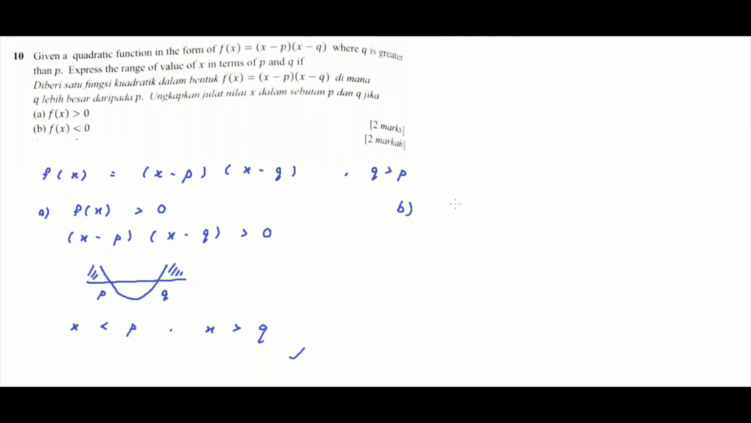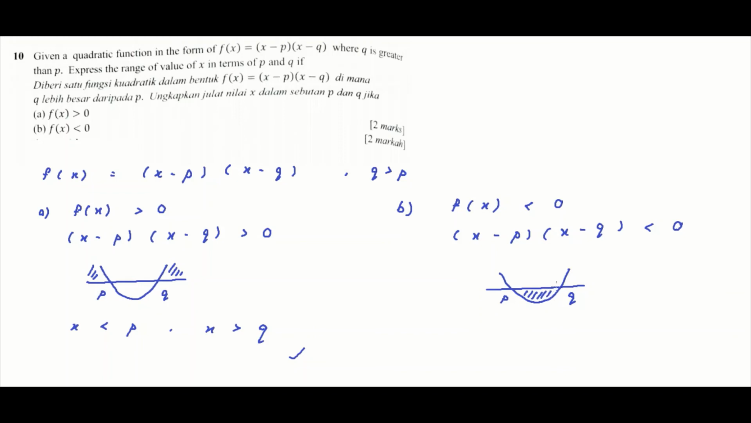Then for b, it's going to be f(x) smaller than 0. So we are going to do exactly the same thing. We write this quadratic inequality, then draw the same graph. Same thing, p is smaller than q, so p comes first before q. The only different thing is that it's smaller than 0, so this is the part where we shade it.